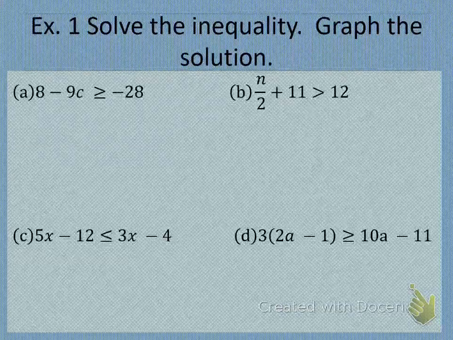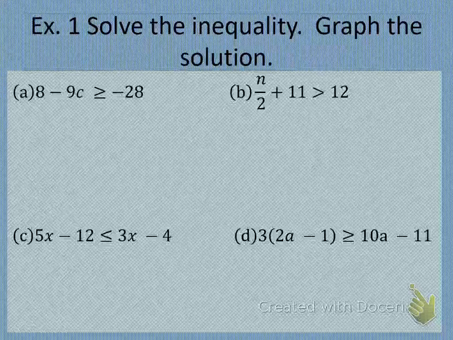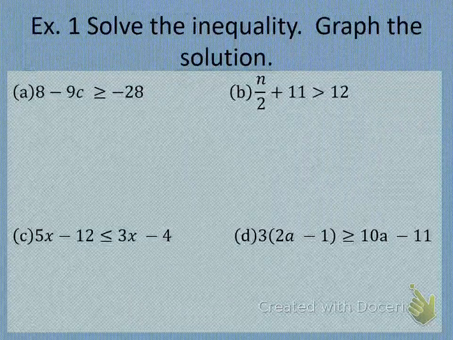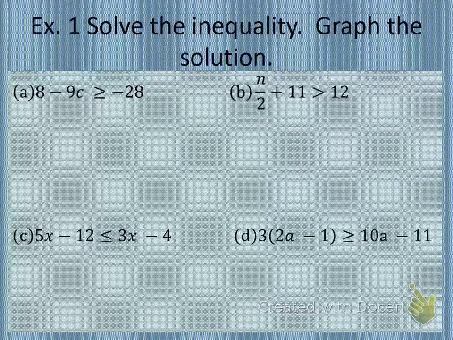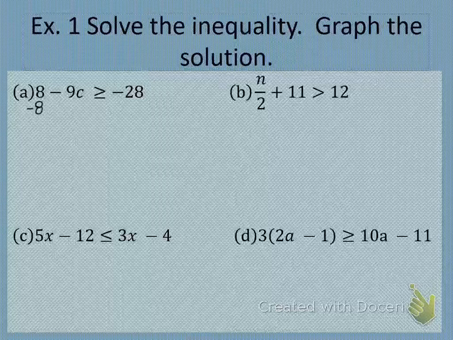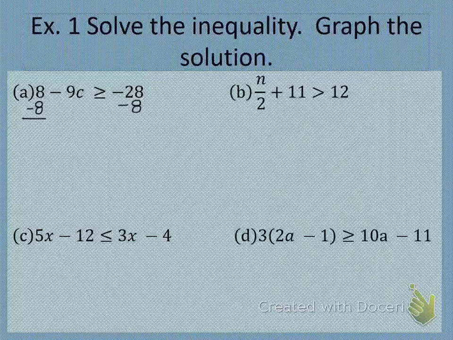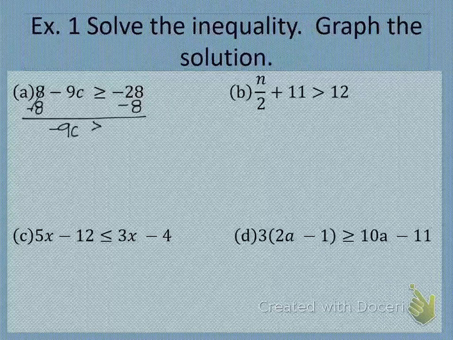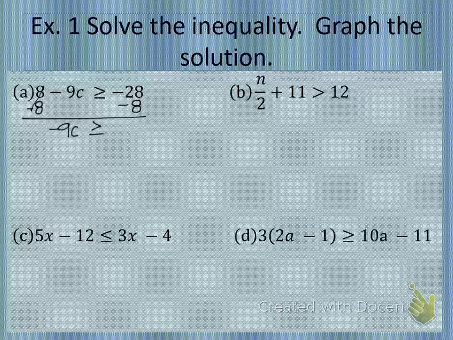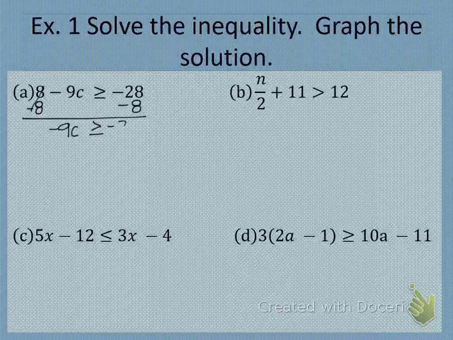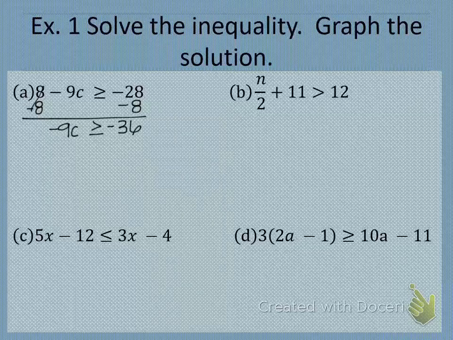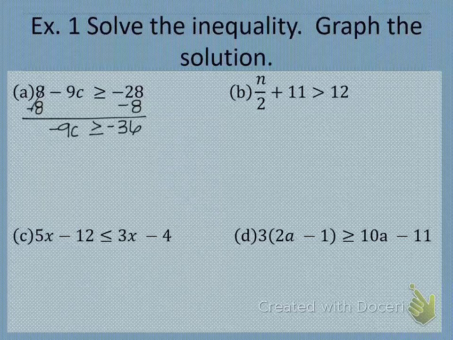All right. Adding or subtracting. Do we have anything we need to move with addition or subtraction? Yes. What is it? 8. And how are we going to move 8 to the other side? We're going to subtract it. So we're going to subtract 8. And of course, we're going to cross it out, and then we're going to bring down what we have not used. So negative 9c is greater than or equal to, what's negative 28 minus 8? Negative 36. All right, that brings us to multiplying or dividing. Do we have anything we need to multiply or divide? Yes, we're going to do what?